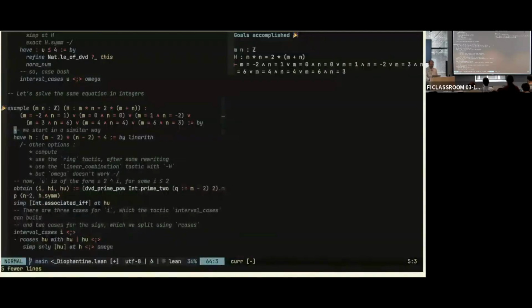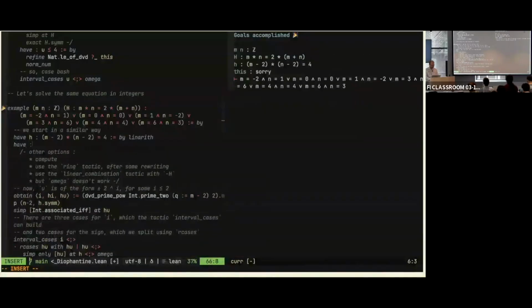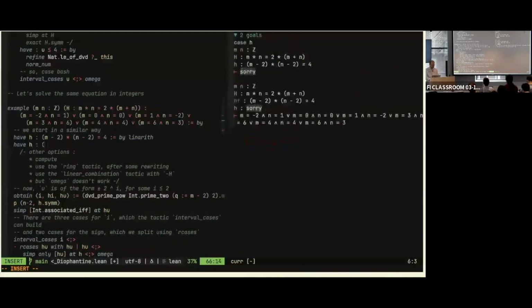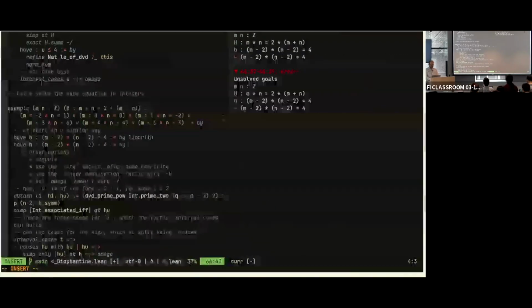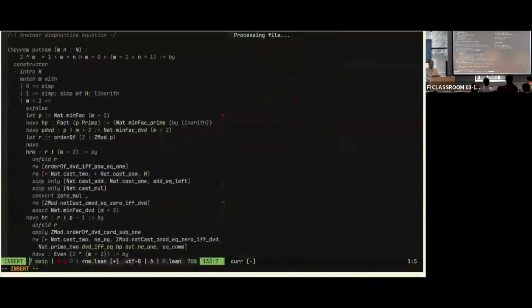And I start really in the same way, with n minus 2 times n minus 2 is 4. There are various options here to prove the result, and I want to show you one. So I won't show you by computing because I did it already. But here we could say also h, m minus 2, it's 4, sorry, I'm typing that. And applying the tactic.